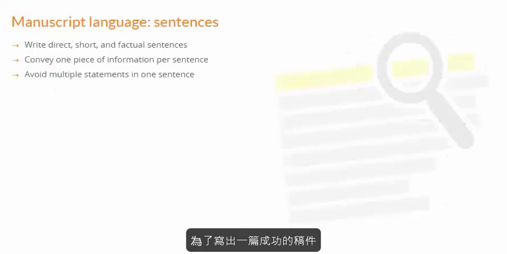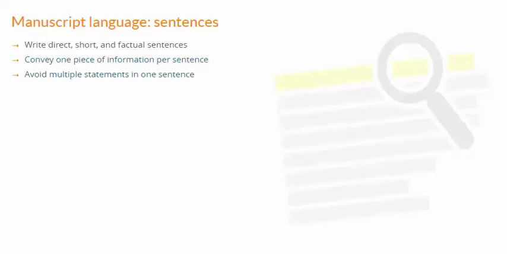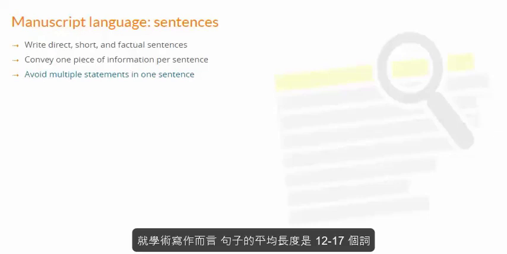To write a successful manuscript, first be aware of the sentence structure you use. Sentences should be constructed in short, factual bursts. Long and complicated sentences tend to confuse readers. Only one idea should be conveyed in each sentence, and multiple statements should not be included in one sentence. The average length of sentences in scientific writing is only about 12 to 17 words.